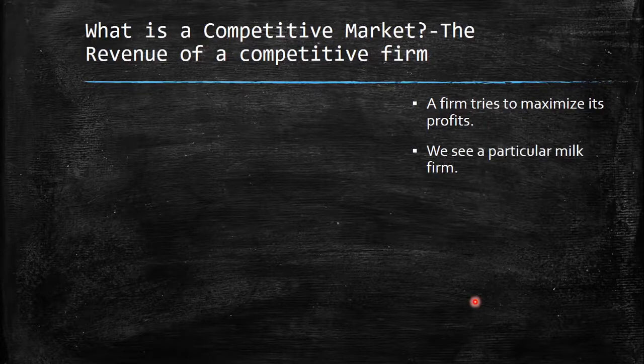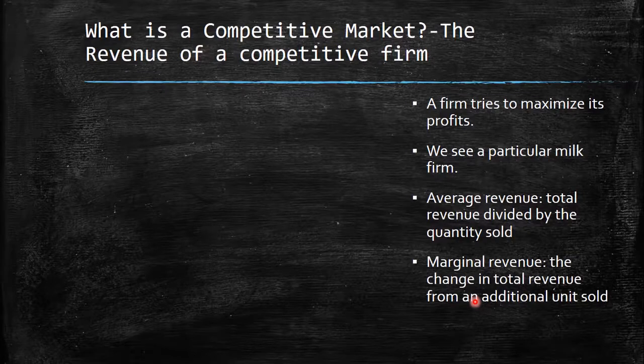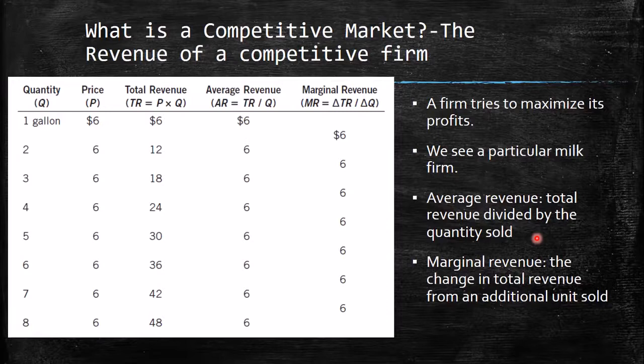Then we are going to have a look at the particular milk firm which is in a competitive market with a lot of buyers, a lot of consumers, the same milk from one to another one. And then we are going to define the average revenue and the marginal revenue. So before going into these definitions, we are going to have a look at the table. We need to understand it really well because this one is going to provide all the tools necessary in order to understand better this firm in competitive markets.